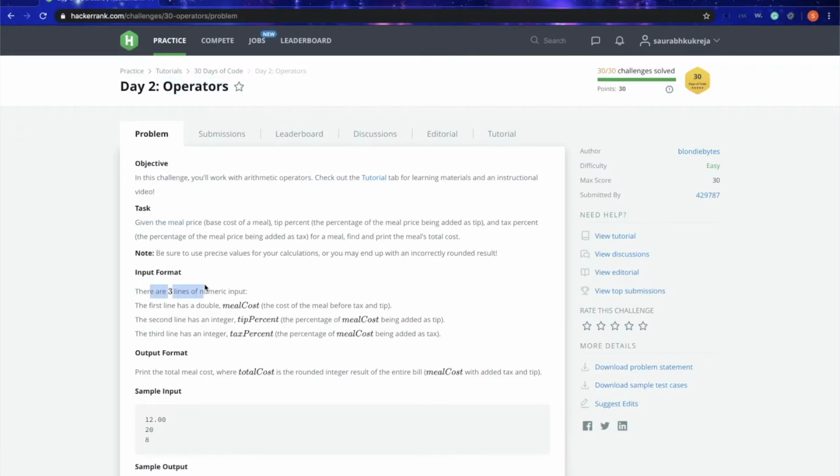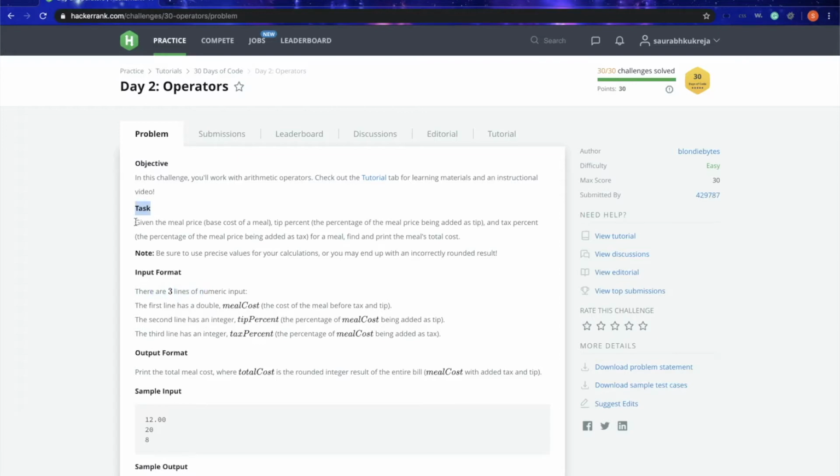Now the day 2 challenge is relatively easy. There is just one trick that you should know for that. To begin with, I'll go with the task and let's see what it says.